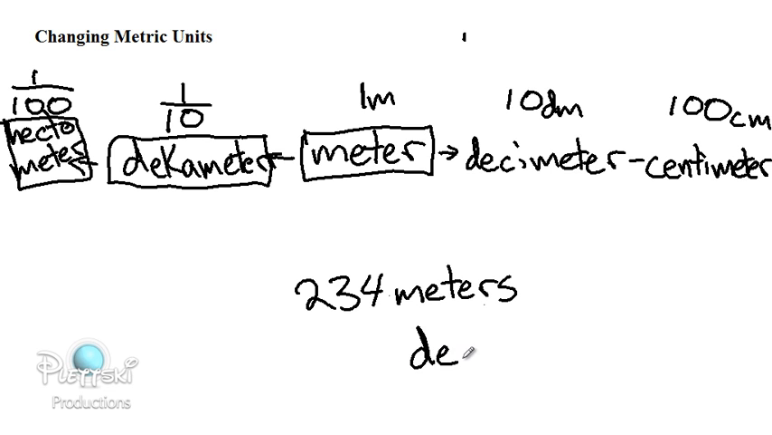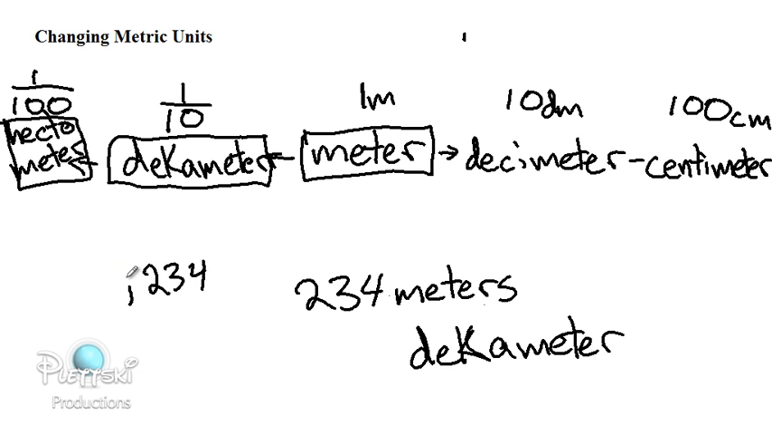So a decameter, remember a decameter is 10 times longer than a meter. A decameter is 10 times longer than a meter. So if you have 234 meters, you're going to have less decameters because each one of those is larger than a meter. Each one of them is 10 meters. So how many times does 10 go into 234? That's what you really want to know.